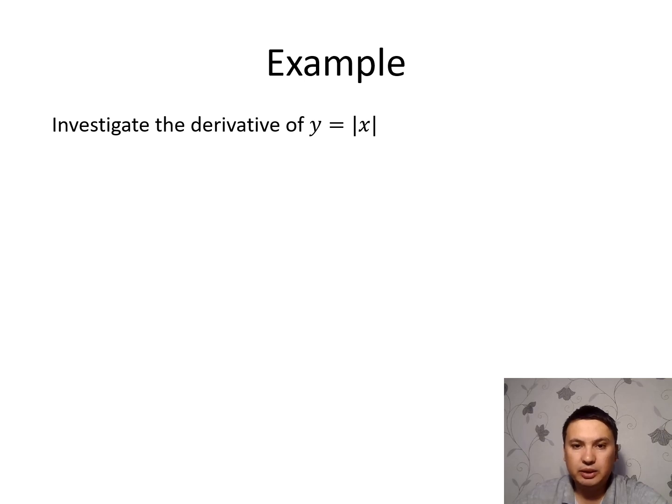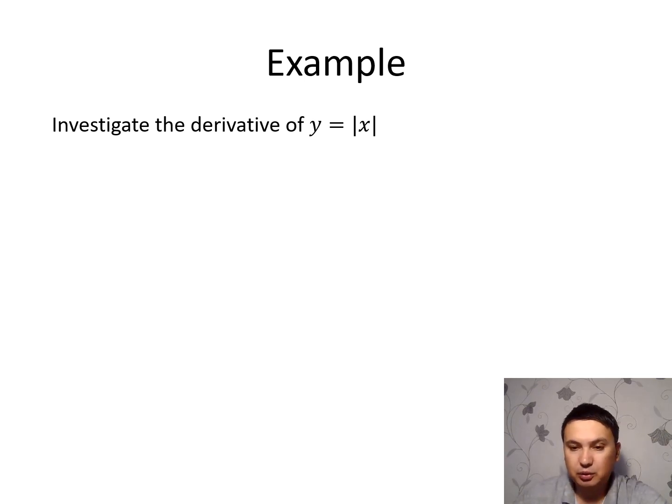Let's consider one more example. y is equal to the absolute value of x, modulus x. This is a somewhat special kind of function because it gives us some interesting fact about when we fail to have a derivative. Okay, so let's go ahead.